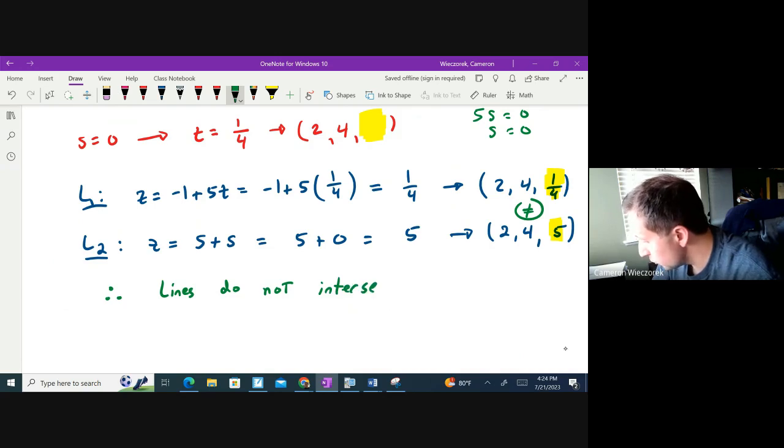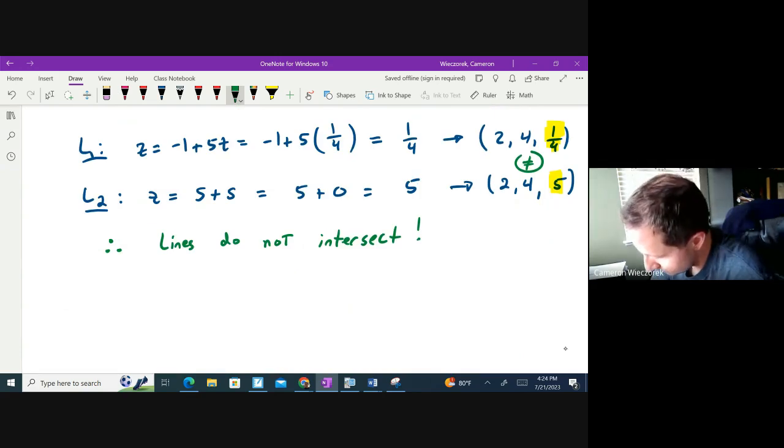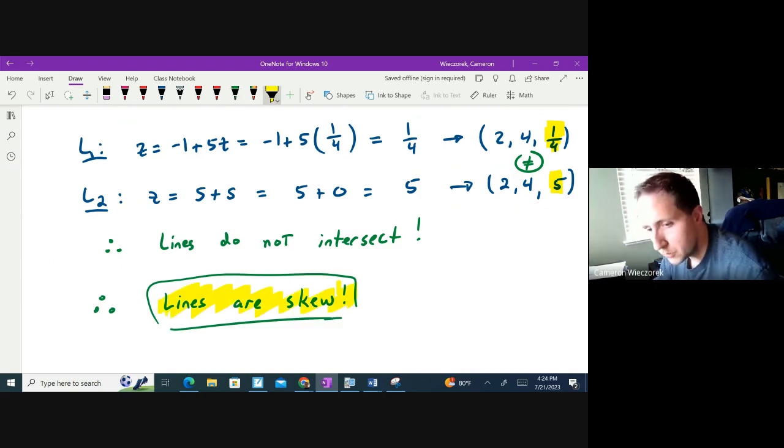We already ruled out parallel because their direction vectors were different. So what I conclude, therefore, there's our therefore symbol, the lines are skew. Okay. And so that's how to approach a problem like that. A little bit of algebra, a little bit of recognition with the direction vectors, and that's it.